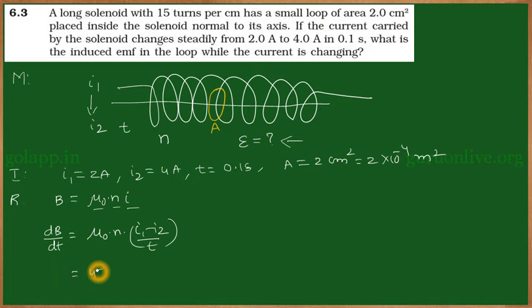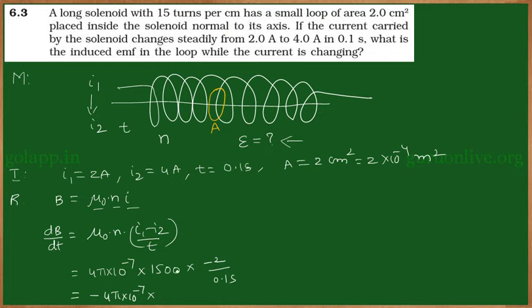That is equal to mu naught, the medium constant, the value of which is 4 pi into 10 to the power of minus 7. And N is the turns density, which is 15 turns per centimeter. If we convert into SI unit, we get 1500 turns per meter into I1 minus I2, that is minus 2, divided by t, which is 0.1 second. That is equal to minus 4 pi into 10 to the power of minus 7 into, here you have 0.1 second, so that is 1 by 10.